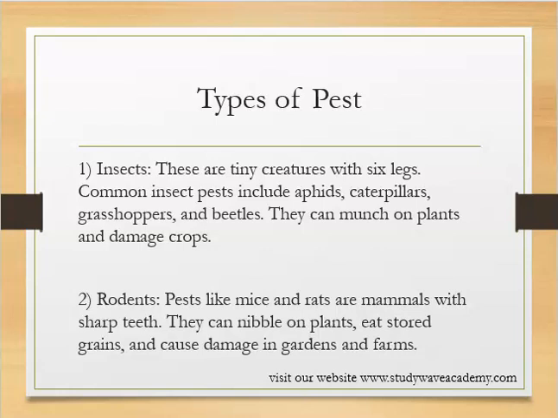So we said we have the insects, we have the rodents. These cause harmful damage to your plants. They stop growing. It makes it difficult for you to farm. We have other types here.